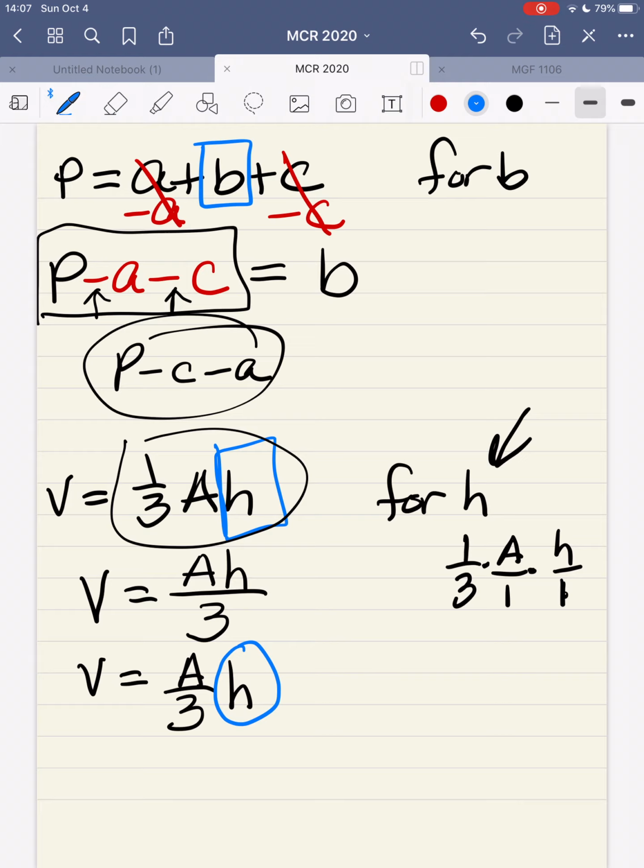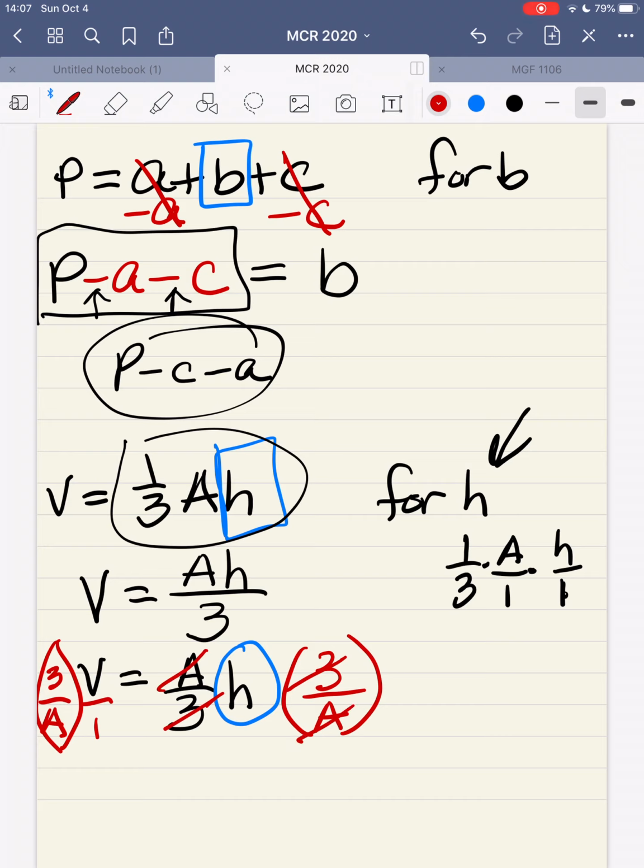Very briefly, I want to leave the H by itself. And that means I can multiply, because A divided by 3 is a fraction. I can multiply by its reciprocal on both sides. And if it helps, I can write my V over 1. Now this 3 and this 3 and this A are going to cancel. That's the idea of reciprocals. That's going to leave me with my H. On the other side, nothing is going to cancel, so I'm just going to multiply straight across, which leaves me 3V over A, and I'm done.